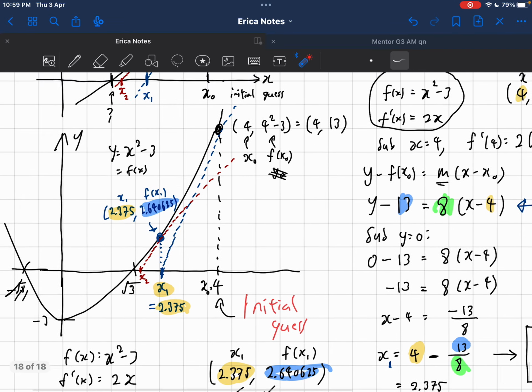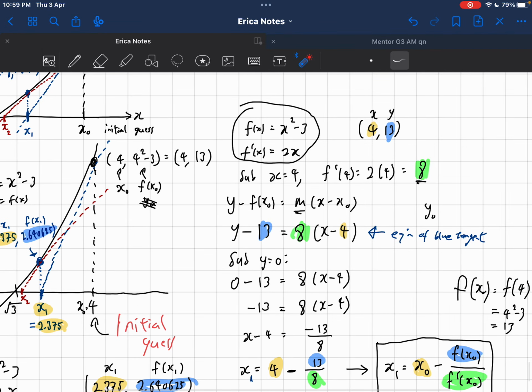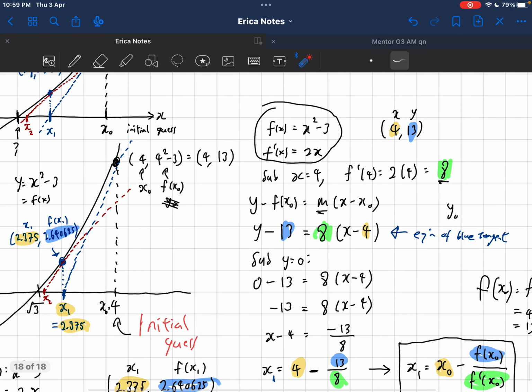Let's do it. So, 4 comma 13. This is when x equals 4, y equals 4 squared minus 3, because we have x squared minus 3 and we replace x with 4. So 4 comma 13 is the coordinate. f(x) equals x squared minus 3, so f prime of x equals 2x. When x equals 4, y equals 13. If you sub x equals 4, then f prime of 4 will be what? 2 times 4, which is 8. Then 8 is the gradient.